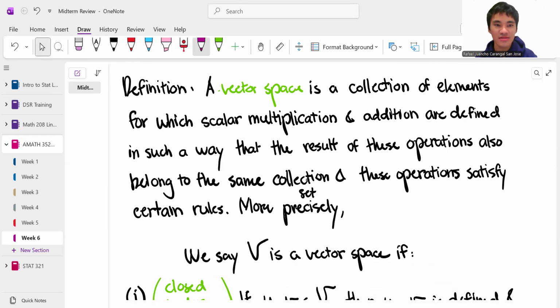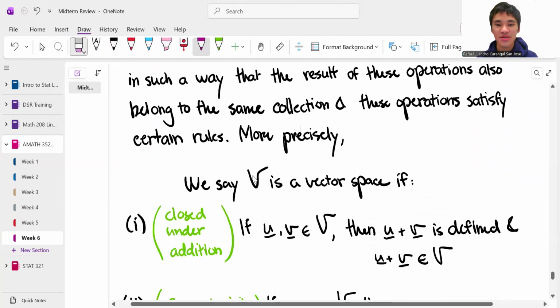Same set. And these operations satisfy certain rules. So here are the rules.